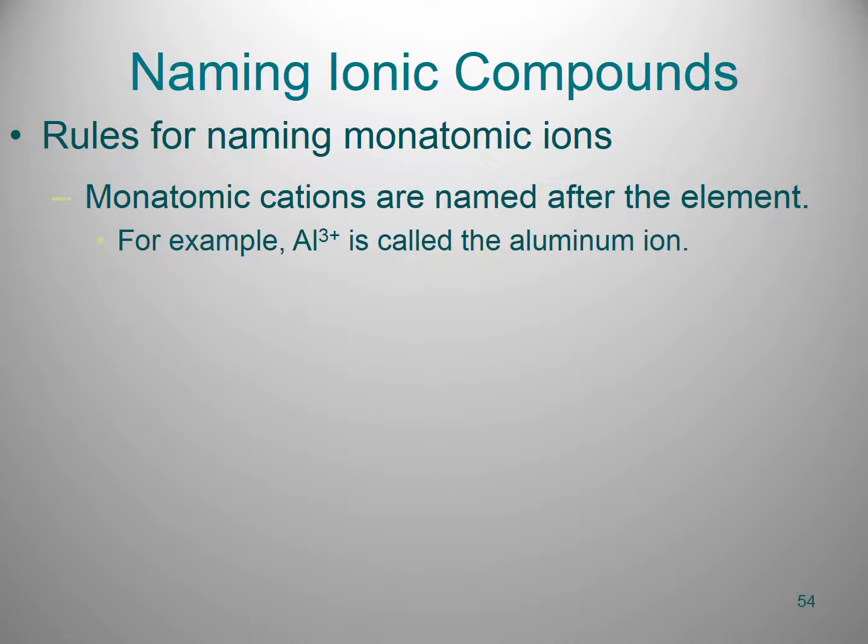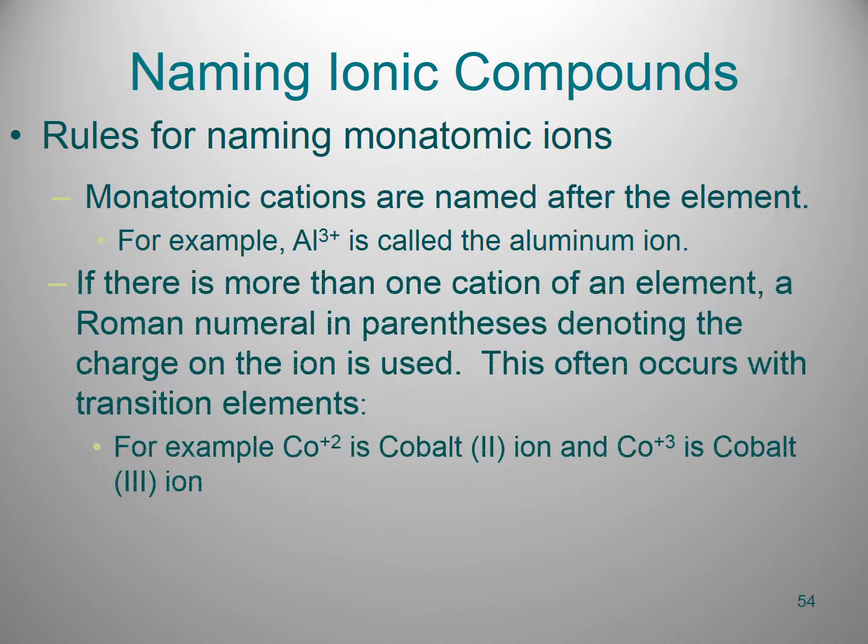So monoatomic cations are just named after the element, so they're pretty straightforward. So Al +3 is just the aluminum ion. Na+ would just be sodium ion. You do need to use the word ion so that it distinguishes it from just the element. Okay, now what if the element has more than one cation? So we saw some of those examples, like iron could be a +2 or a +3. Indium could be a +1 or a +3.